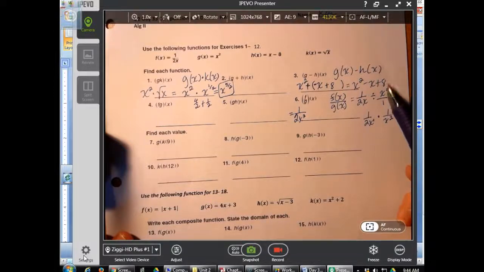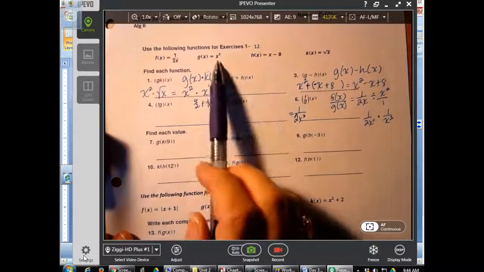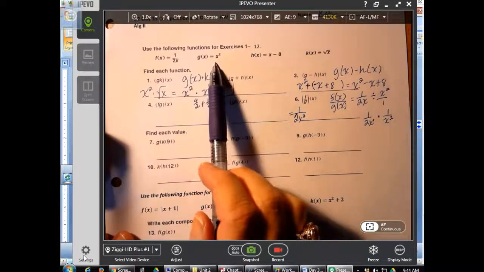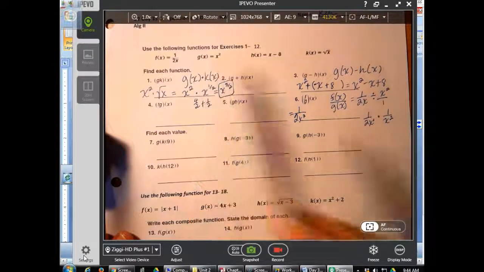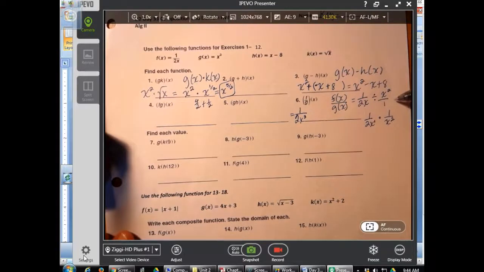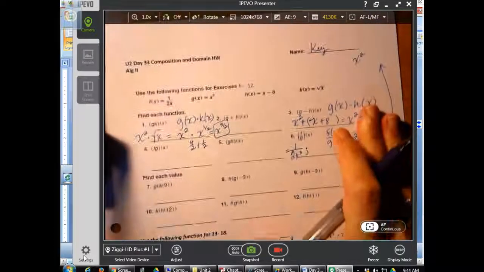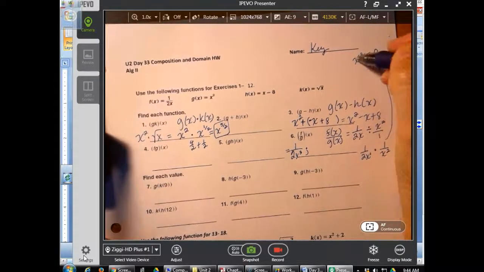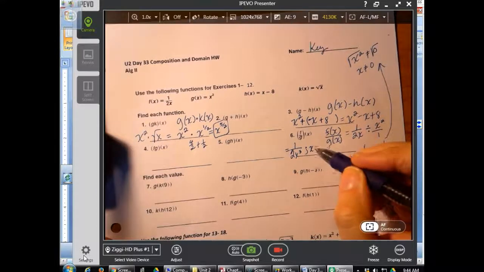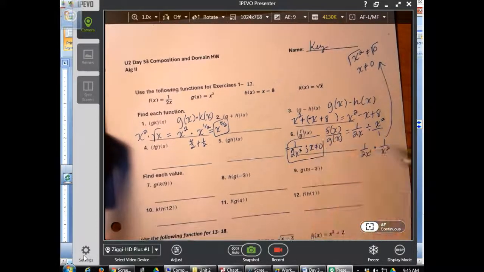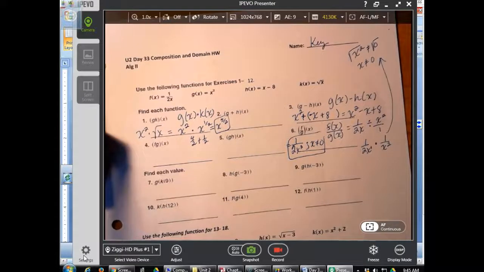Now, I also need to make sure that in the original function, the denominator cannot equal 0. So I need to go back and I need to look at g of x. I need to set that equal to 0. And I need to say that it can't equal 0. So I'm going to kind of take this little extra step up here. So I'm going to say x squared cannot equal 0. And then I would just take the square root of both sides, and x cannot equal 0. So x cannot equal 0, and that is your answer for number 6. So that was one of the harder ones, so I wanted to do that with you.